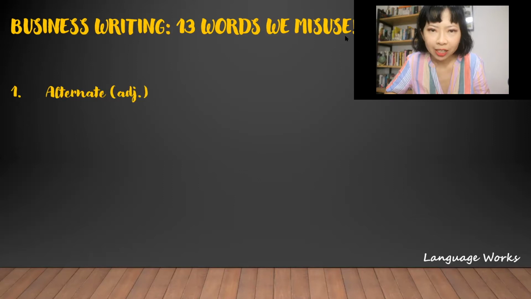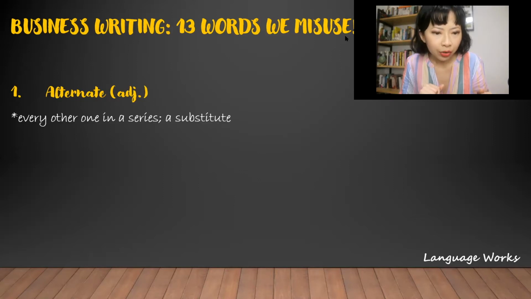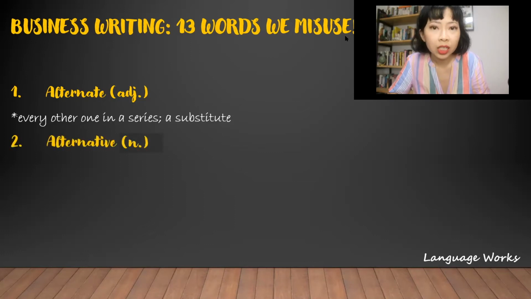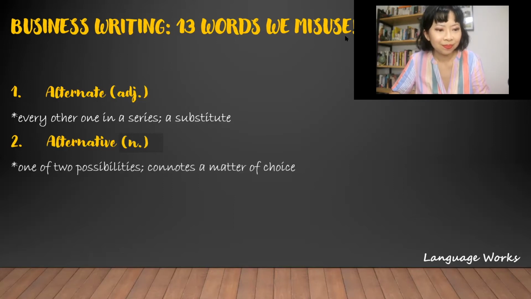Alternate as an adjective: every other one in a series, a substitute. What's the difference then between alternate and this one here, alternative? I'm going to give you an example sentence later and you can see how we actually use it correctly. The meaning of alternative is one of two possibilities, and it also connotes a matter of choice.